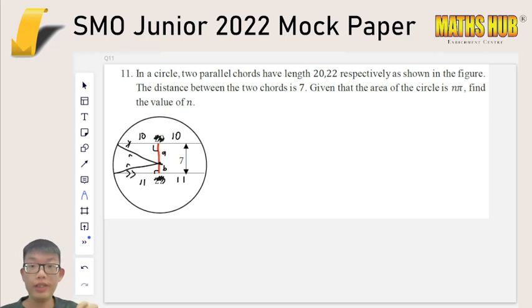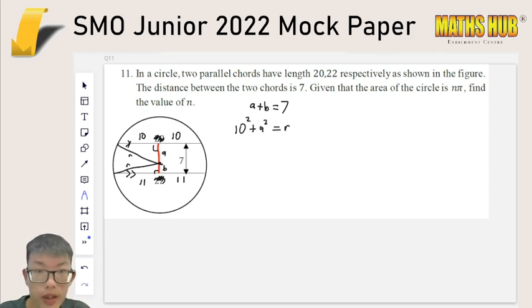I'm going to give myself a couple of equations so that I can find out what is A and B and consequently find out what is r. And the first equation is just A plus B equals 7. That's pretty clear. The other equation comes from using Pythagoras' theorem on both of these triangles that I've just drawn in. So 10 squared plus A squared is equal to r squared, which is also equal to 11 squared plus B squared.